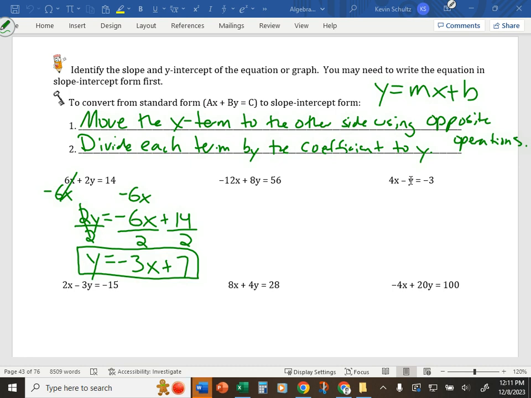Now that we're in slope-intercept form, we know all we need to about how this line is going to look on the coordinate plane. It's going to cross the y-axis at 7. Its slope is -3/1, right? We can graph it very easily, things that standard form couldn't do for us. And that's why we convert.